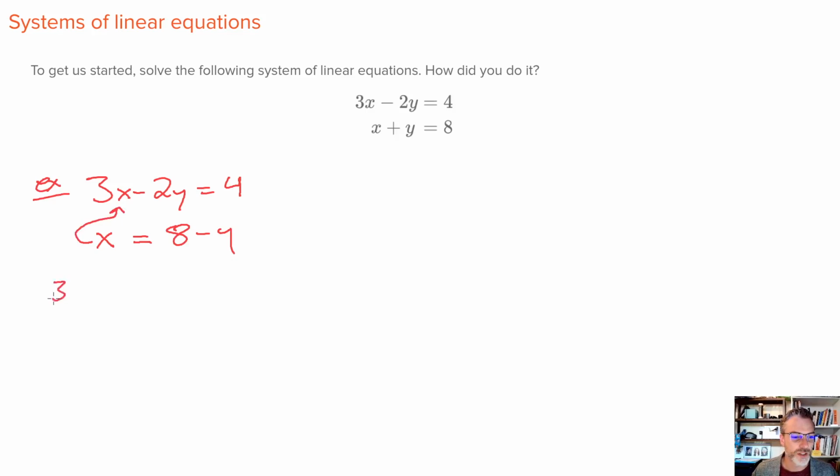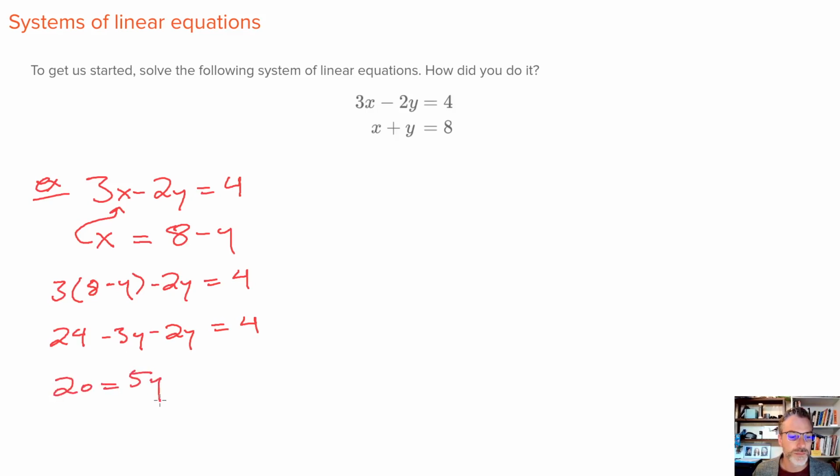So that would give me 3 times (8 minus y) minus 2y gives me 4. And then distribute. I get 24 minus 3y minus 2y equals 4. I could rearrange this. I could subtract the 4 from both sides, combine these two terms, and add 5y to both sides. And then I would get 20 equals 5y. So then y is equal to 4. Okay, that's one way to do it.